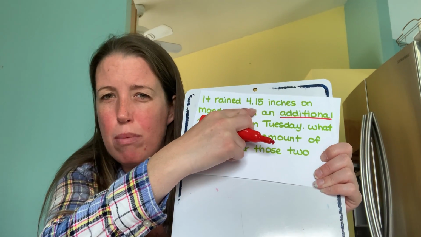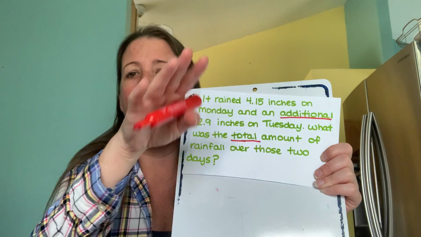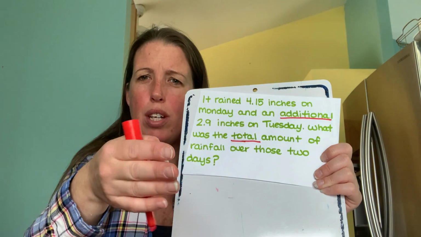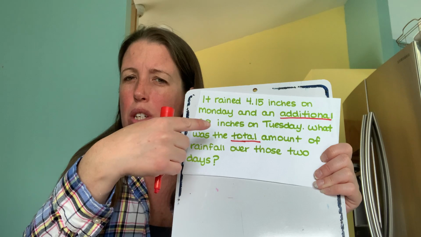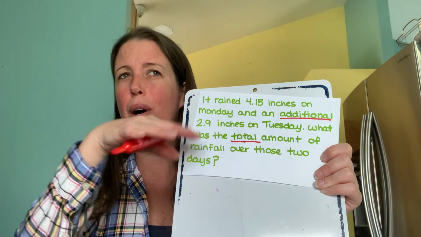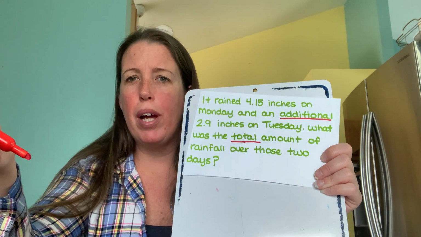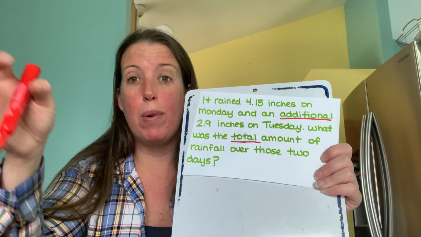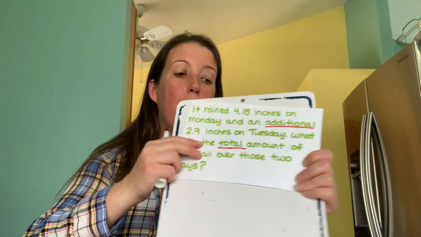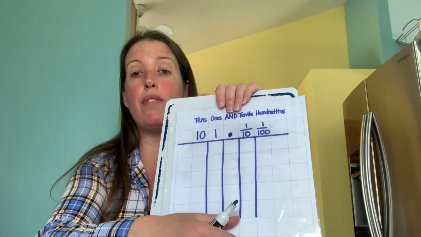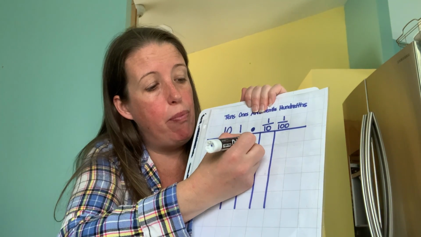If I have this much rain on Monday, and then additional also means extra, so if I have extra rain on Tuesday, and they wanna know all together how much, yeah, I'm gonna have to add these numbers together. So I'm gonna come to my place value chart. First things first, my decimal and my decimal.